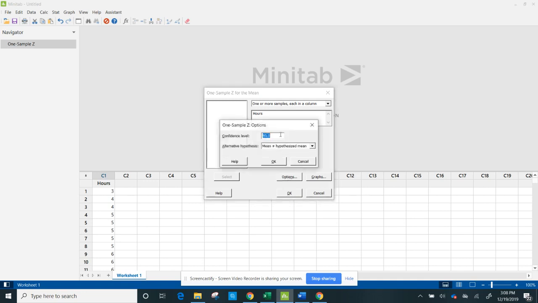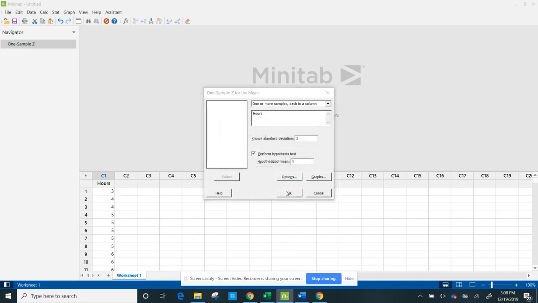And for options, remember my level of significance was 0.01. So that means the level of confidence is 99. Alternative, again, was greater than. And if you're not understanding that, run back the video that we just talked about, where I gave you an explanation of how we do that. So I hit OK. I hit OK.